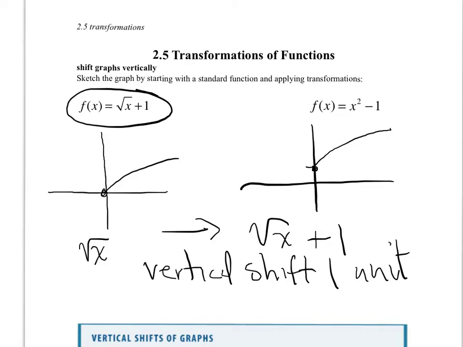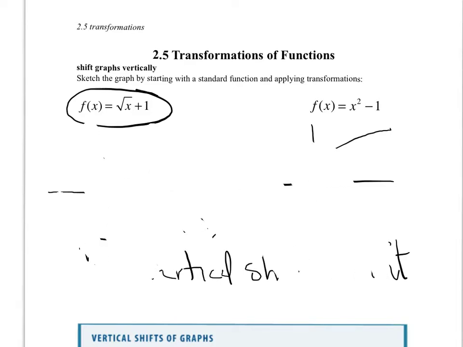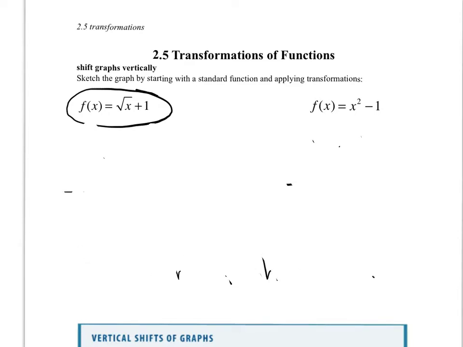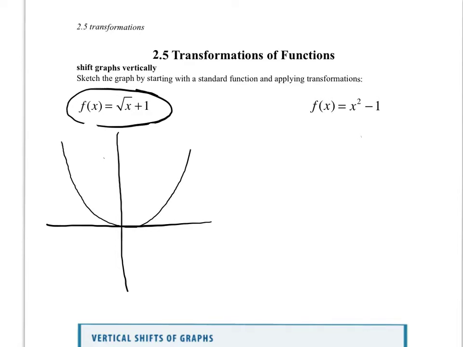Now, the next one, f of x equals x squared minus 1. Let's clean this up a bit. F of x equals x squared minus 1. So the basic graph here is f of x equals x squared, so we start with that. F of x equals x squared is a parabola. And now what we see is x squared here is going to become x squared minus 1. So x squared is a y-coordinate, so the y-coordinates would all be shifted down 1 unit.